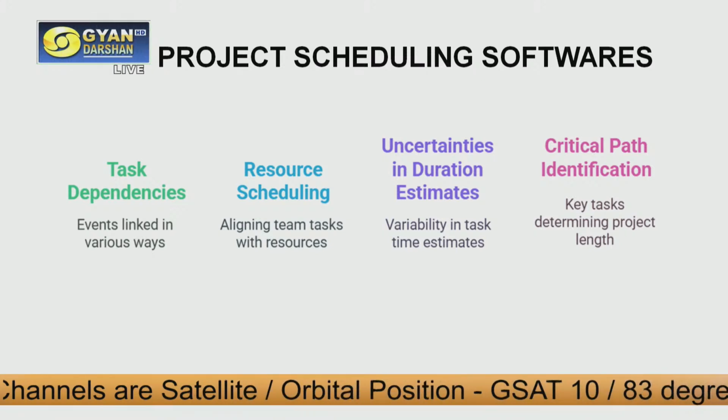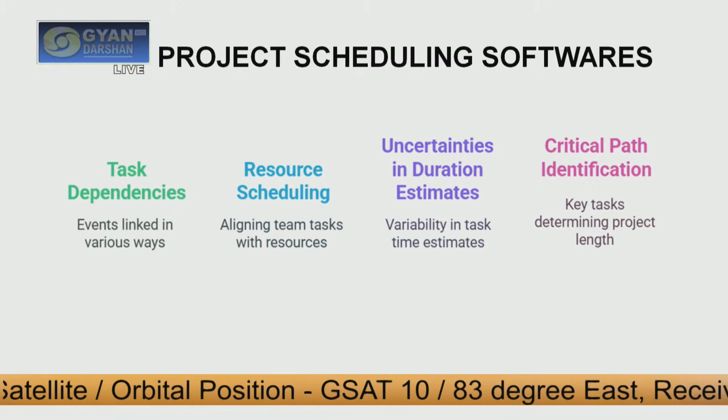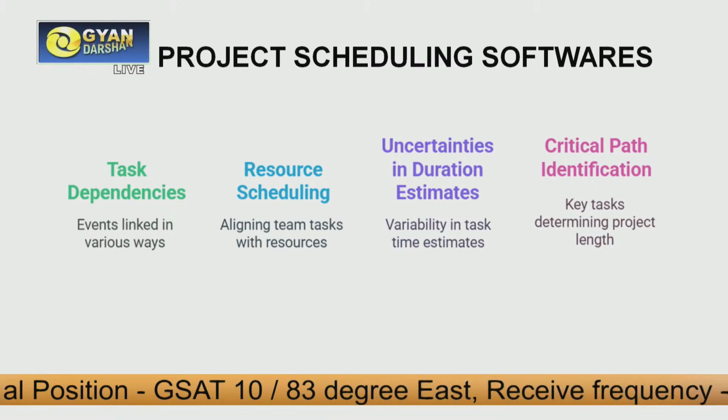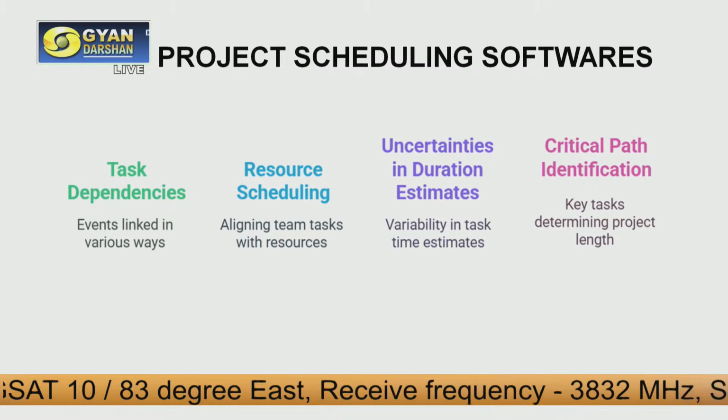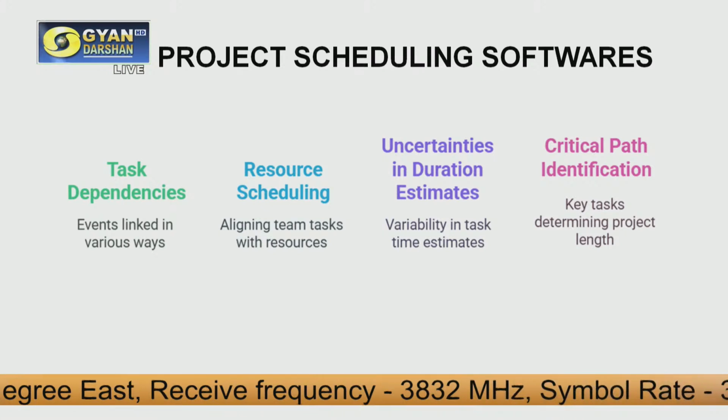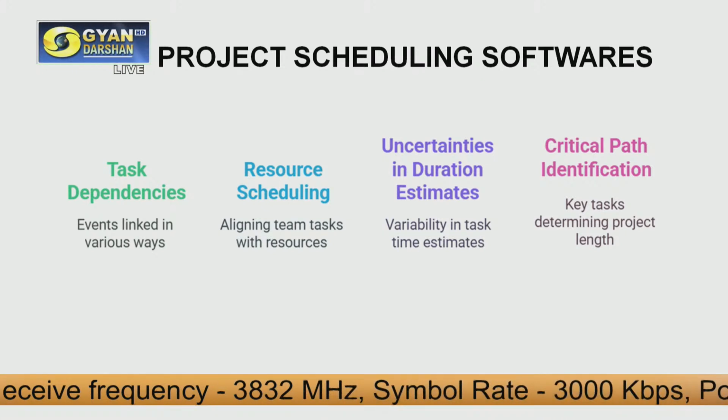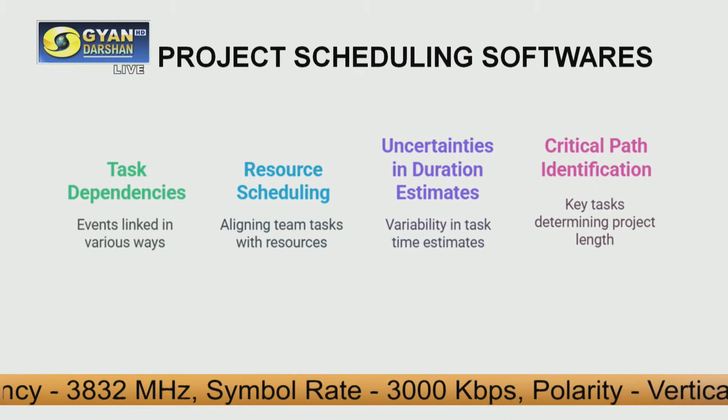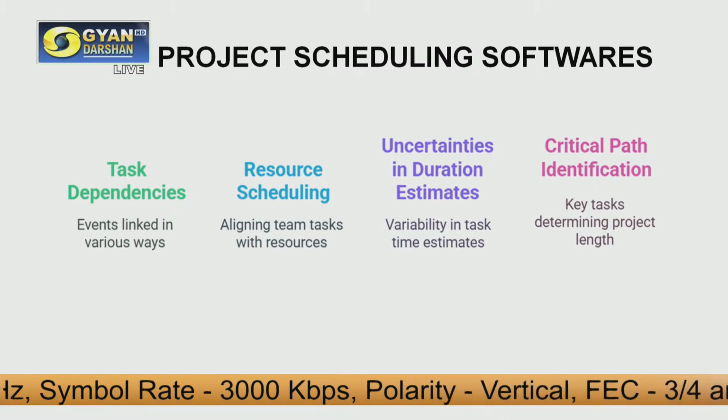So the task dependency identification is very important to understand how many tasks can be executed in a serial manner, or how many tasks can be executed in a parallel manner. Then only the task can be executed in a timely manner.